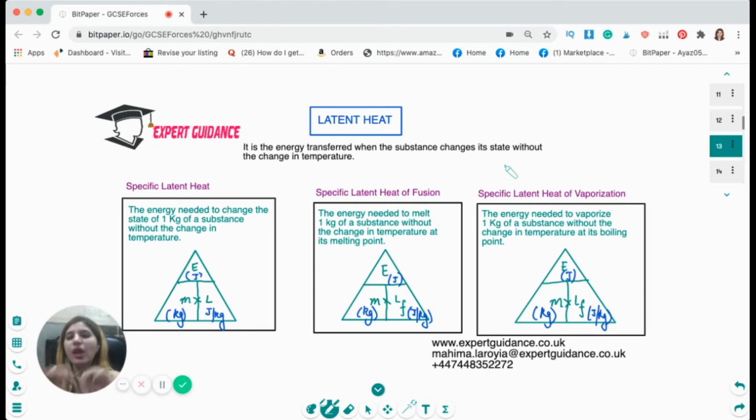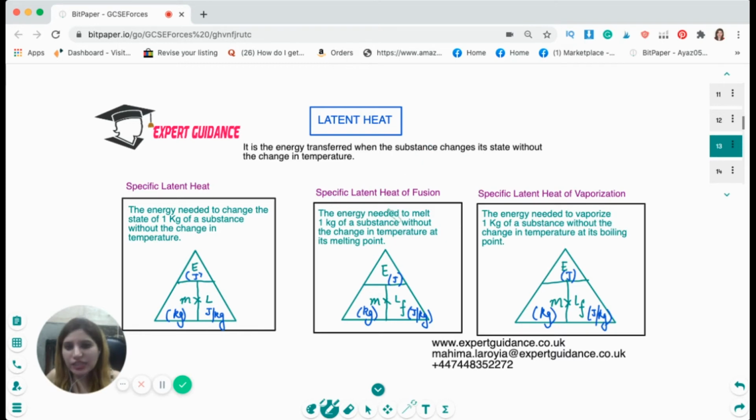Okay, now what is latent heat? Latent heat is the energy transferred when the substance changes its state without the change in temperature. Okay, so specific latent heat is the energy needed to change the state of 1 kilogram of substance without the change in temperature. All right, now latent heat could be latent heat of fusion or latent heat of vaporization.